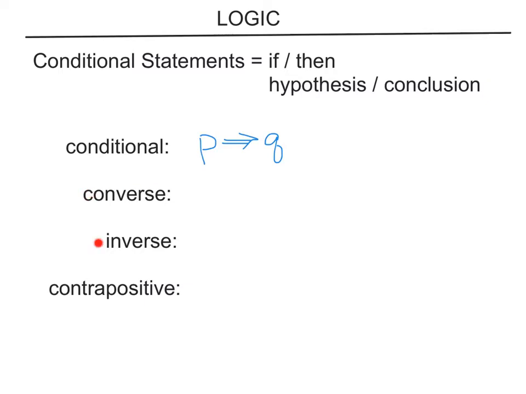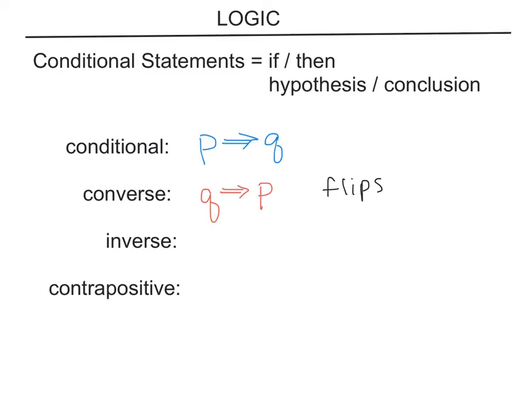Now let's take a look at some other vocab words. We have these words converse, inverse, contrapositive. We have to keep them all straight. So if P then Q, or P implies Q, is my conditional statement. The converse flips the if and the then around. It flips the hypothesis and the conclusion. So then I get Q implies P, or if we like the if-then way of saying it, if Q, then P. So what does the converse do? The converse flips it.